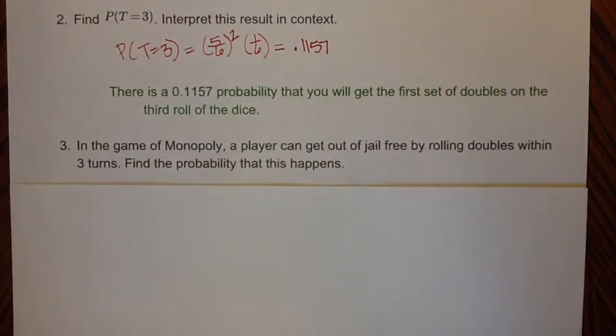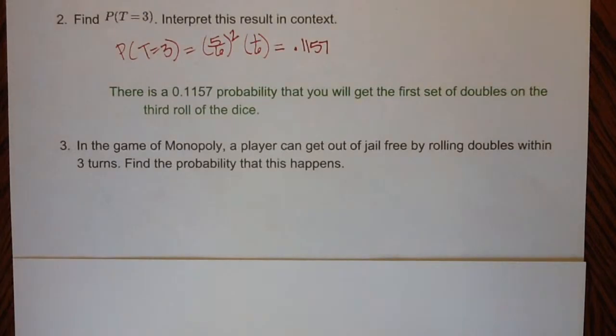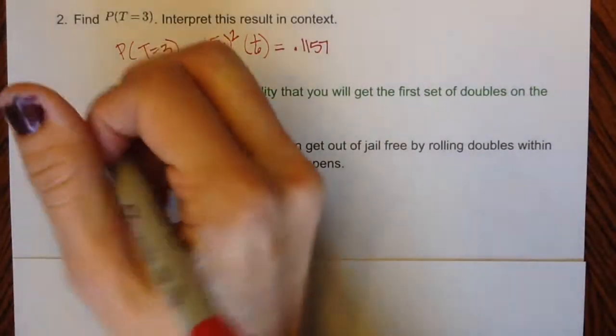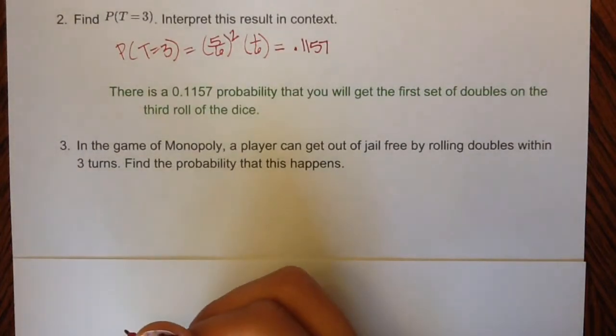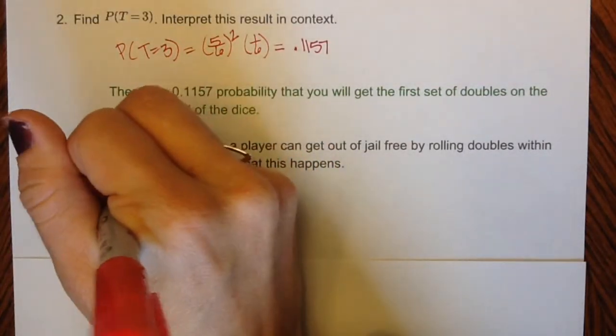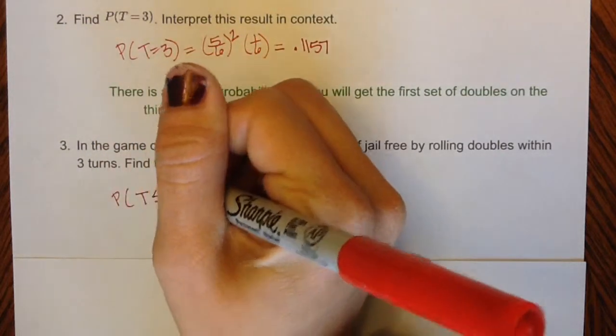As this next question goes to, in the game of Monopoly, a player can get out of jail free by rolling doubles within 3 turns. Find the probability that this happens. If you've played Monopoly and ended up in jail as often as I have, you know it's not very successful, so you end up having to pay that $50. So we're going to find this probability. So that means we're not looking at that it happens for the first time on the third turn. It just needs to happen within those first 3. So the probability that t is less than or equal to 3.